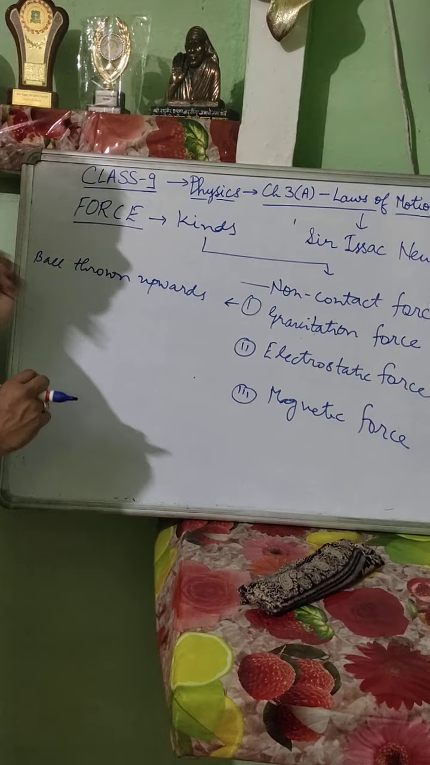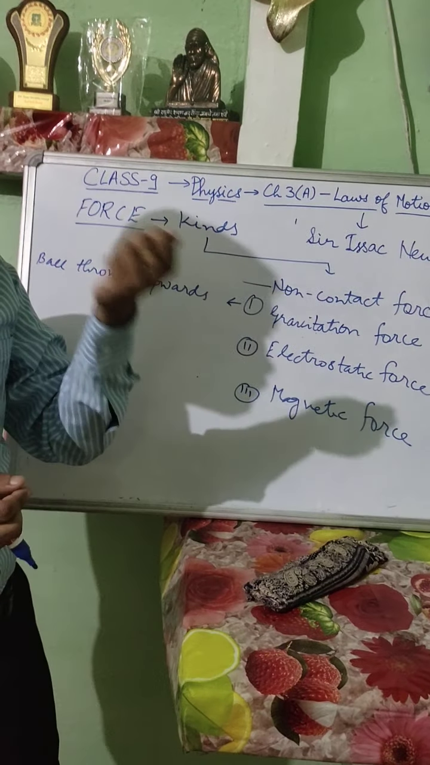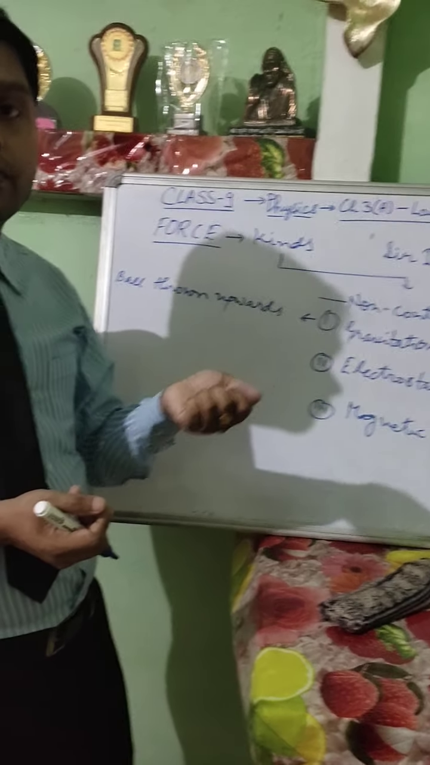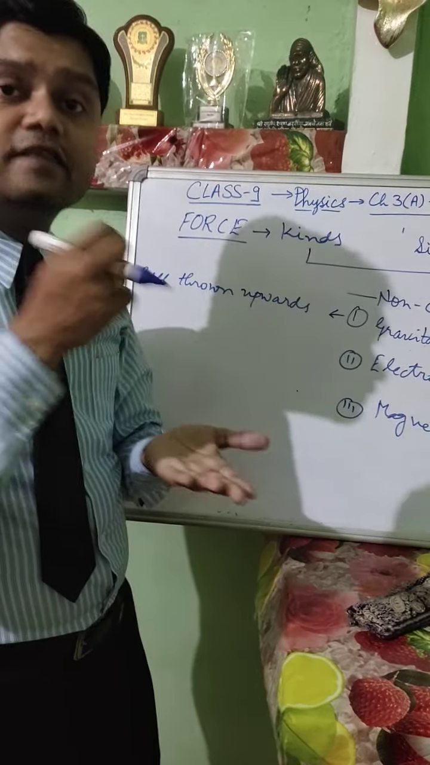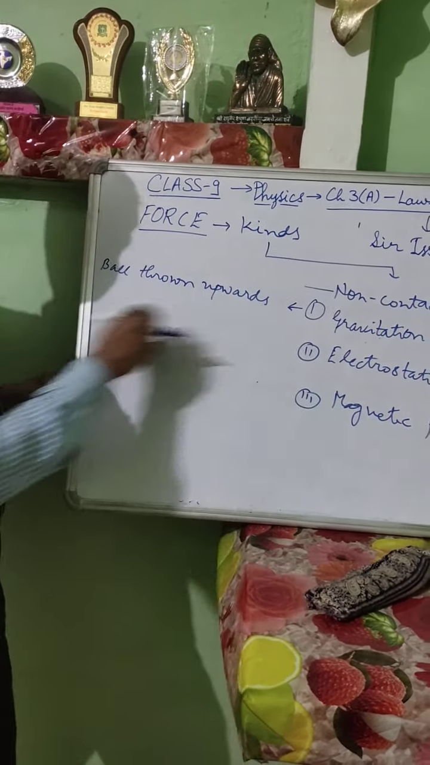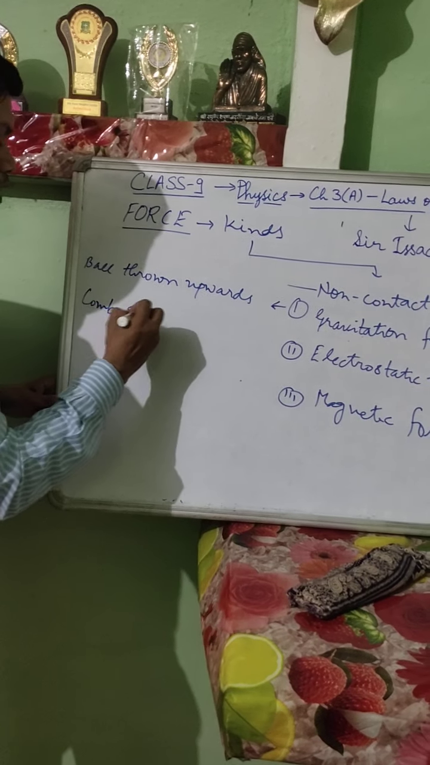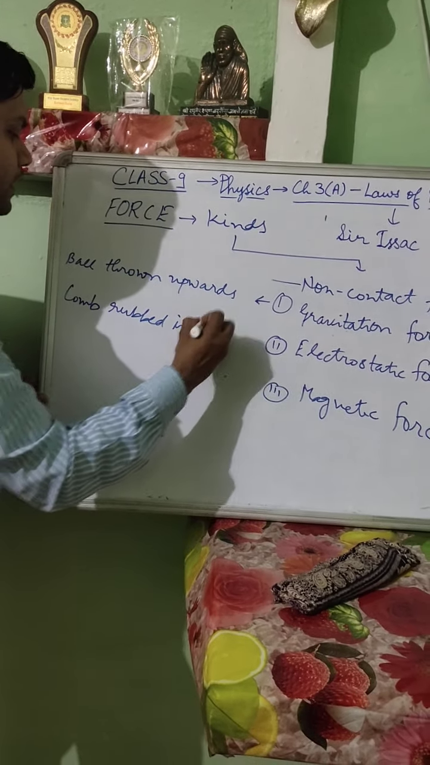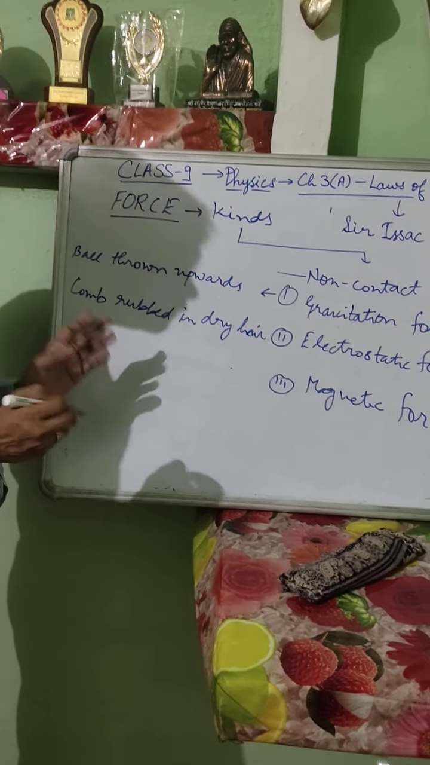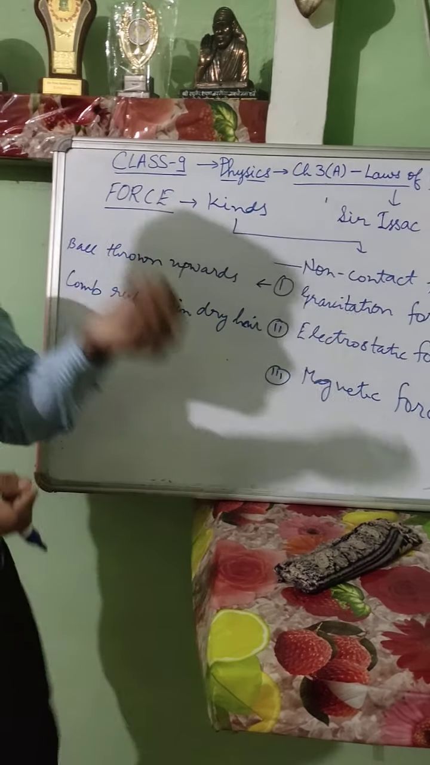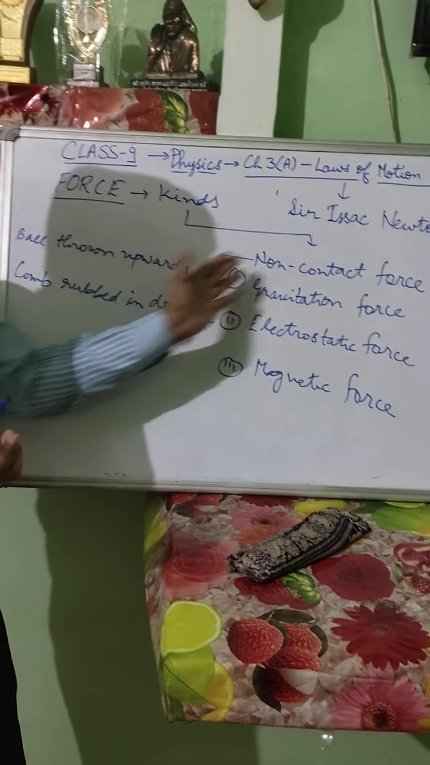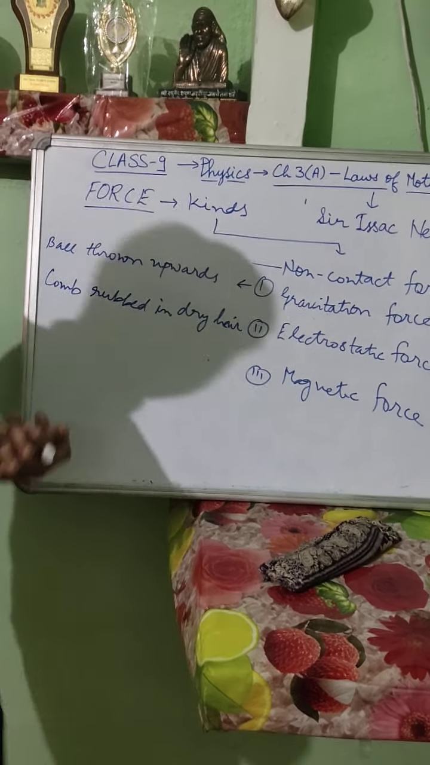Electrostatic force, you might have seen, if we take a comb and rub it in our dry hair, then what happens? And if we bring that same comb near small bits of paper, then those small bits of paper get attracted to the comb. Is it? So that type of force is electrostatic force. Comb rubbed in dry hair attracts small bits of paper. Is it? So the paper and the comb are not in contact with each other. Therefore, electrostatic force will also come in category of non-contact forces.